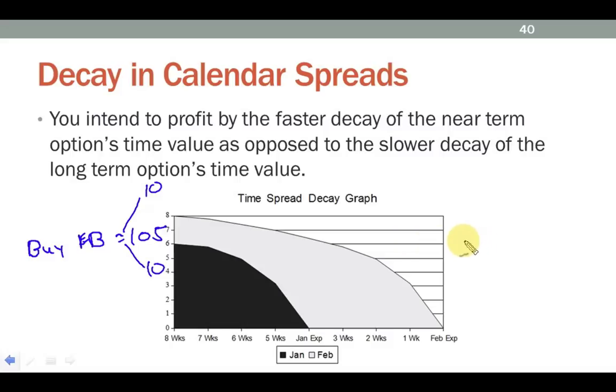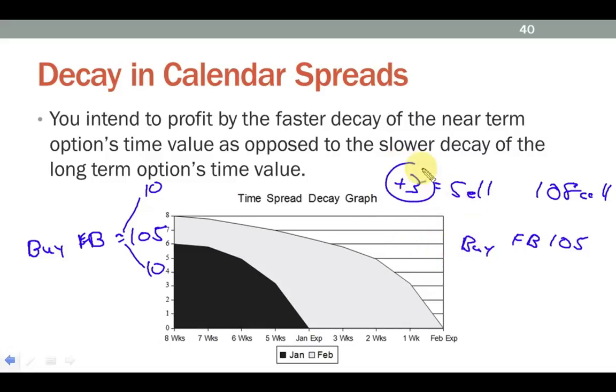And what so many people do is they go out and buy something like Facebook for 105, and then they turn around and sell a 108 call. Why are they selling the 108 call? Because they can collect, let's say, $3 for it. Now, you're buying the stock just to be able to sell a $3 option. It seems insane. It is insane. The calendar spread, in essence, can alleviate you from having to buy the stock, and the stock can take insane amounts of risk.